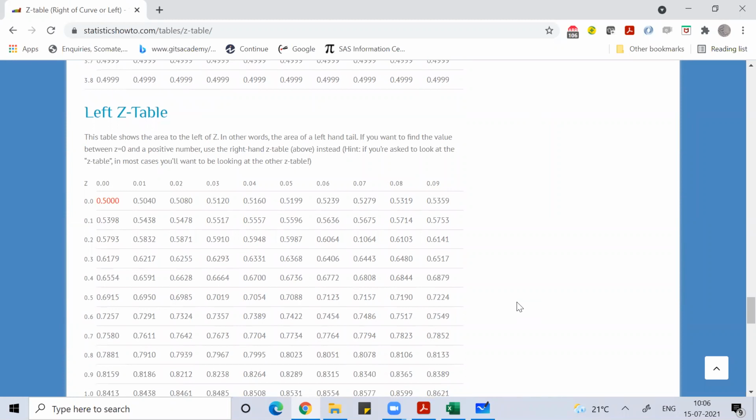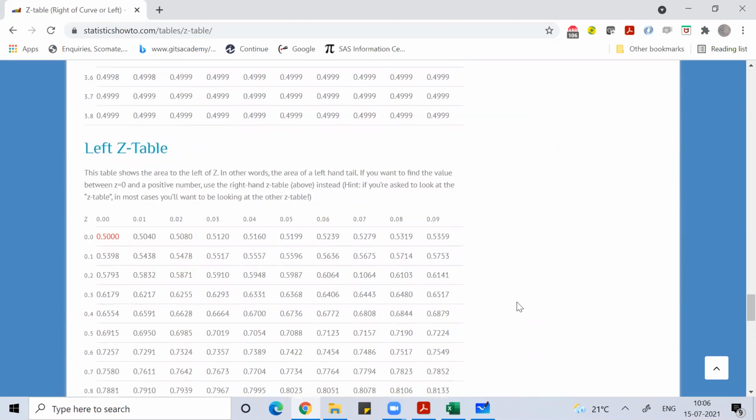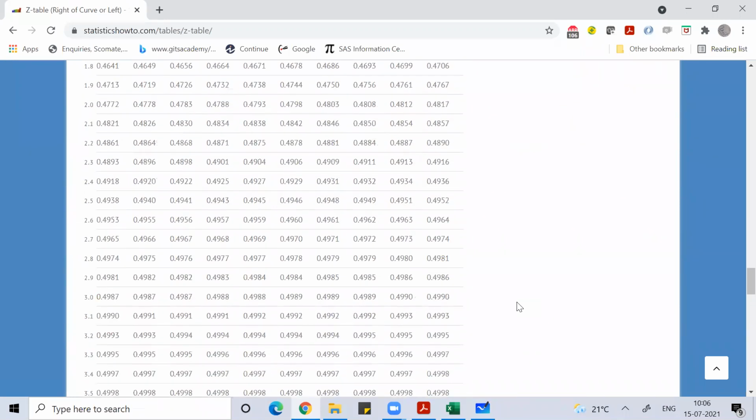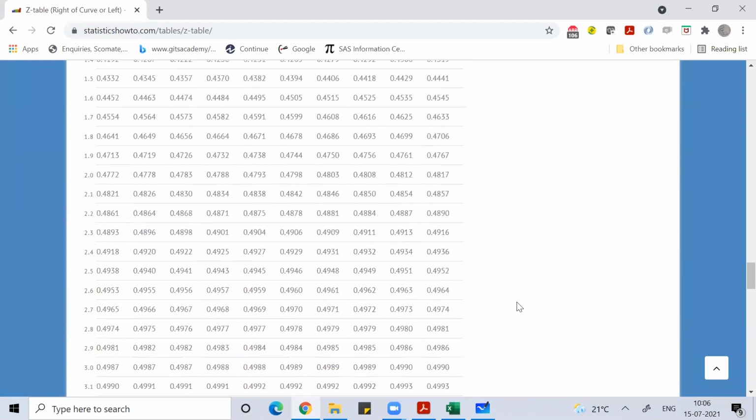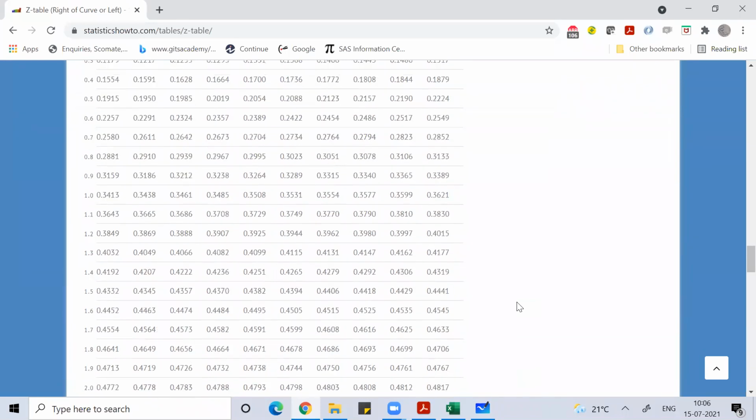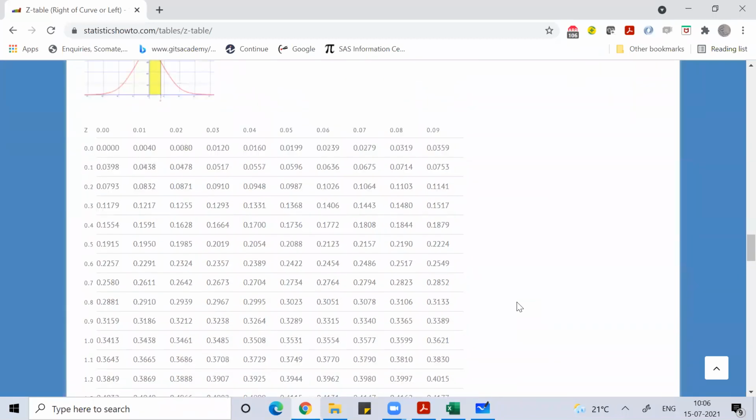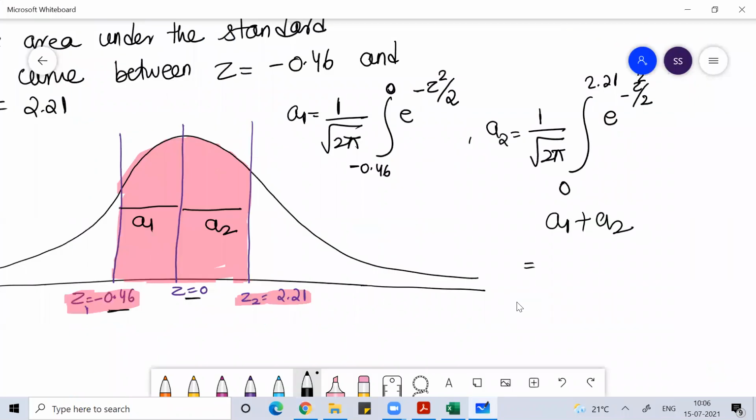So don't look for the sign here. Just ignore the sign. I want the 0.46 value, right? Suppose I want this value, ignore the sign.